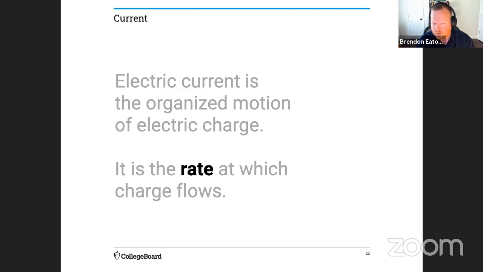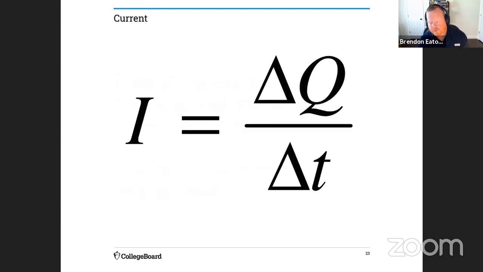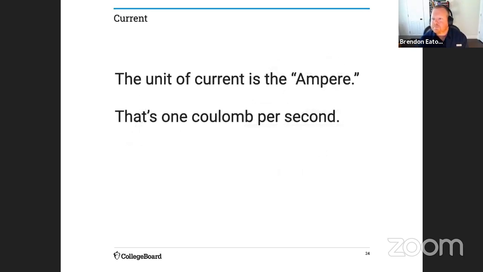And so what does that look like on your formula chart? If you pulled out the AP Physics 2 formula chart, you would see I is equal to change in Q over change in time. Again, what that means is how many coulombs of charge pass a given point every second. It's really a flow rate of charge. That's all it is. The unit of current is the ampere. An ampere is 1 coulomb per second. I should have capitalized coulomb. Sorry, coulomb.